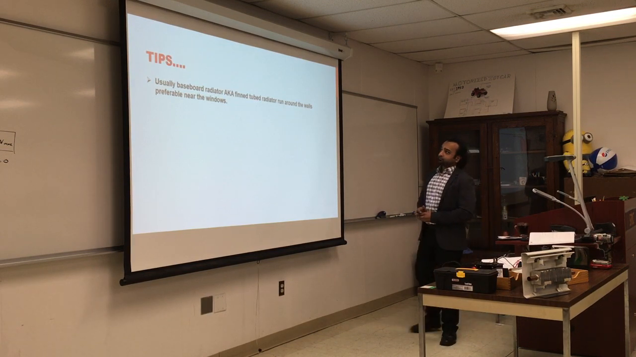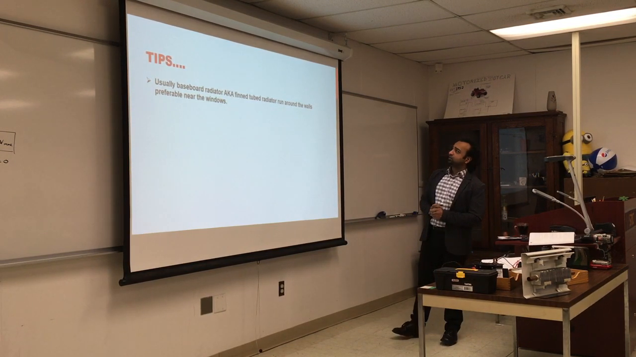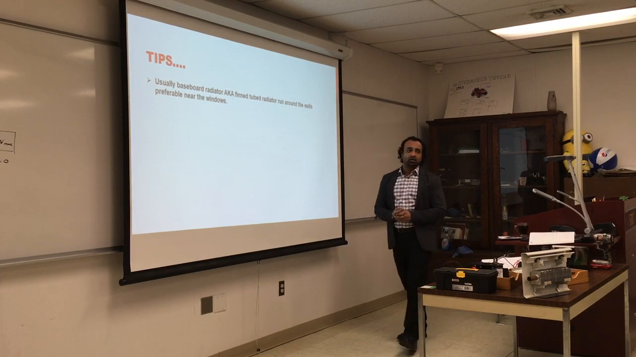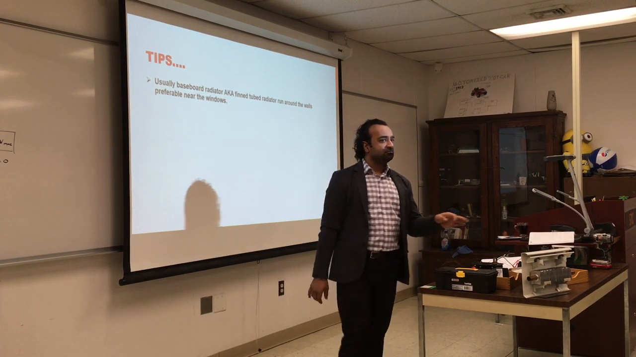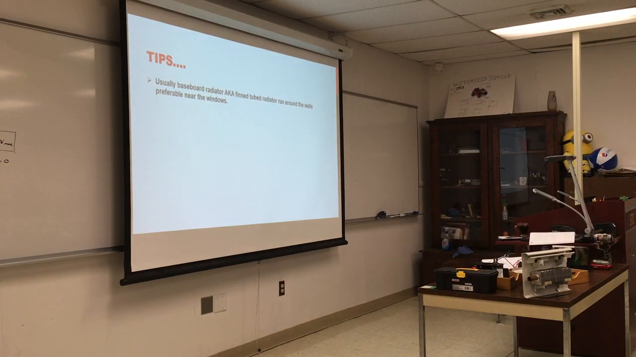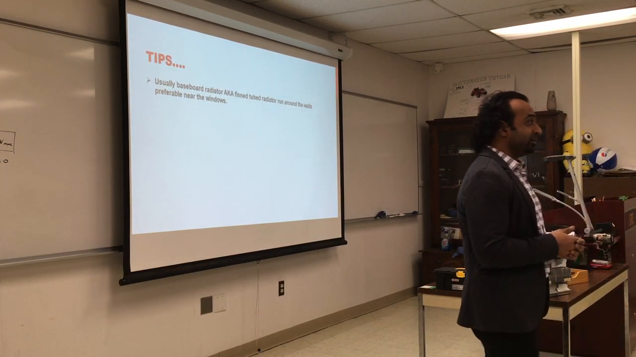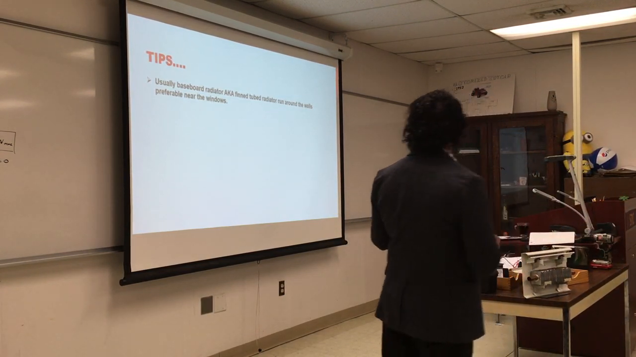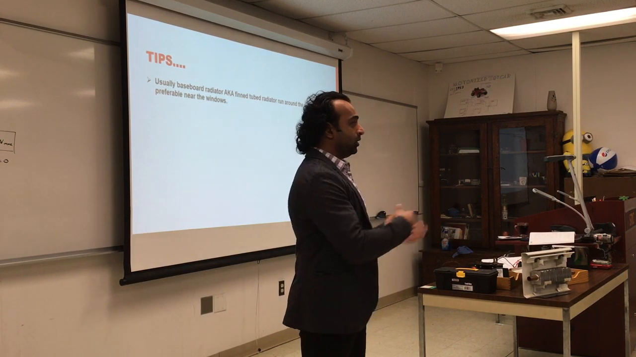So, baseboard radiators, also known as fin tube radiators, run around the walls. Usually, where do you see these? Next to the windows, for two reasons. Because windows are where you lose a lot of heat, and also, underneath the windows you do not usually put a lot of furniture, so you have space for the radiator. So this is how they go, and they run around the walls.